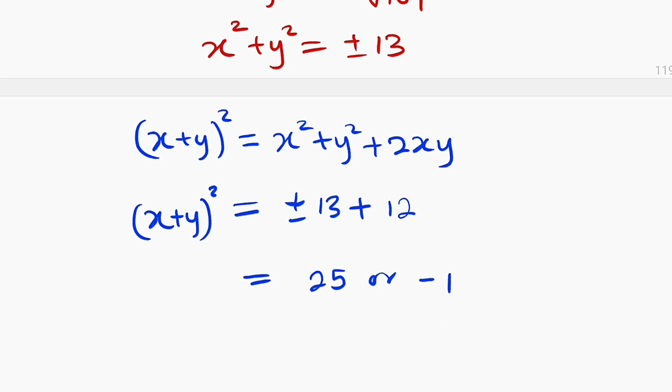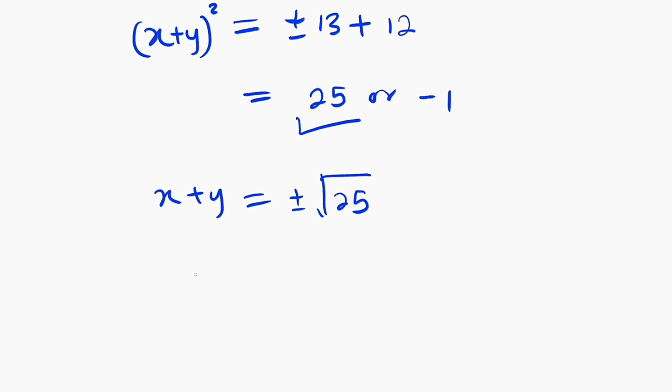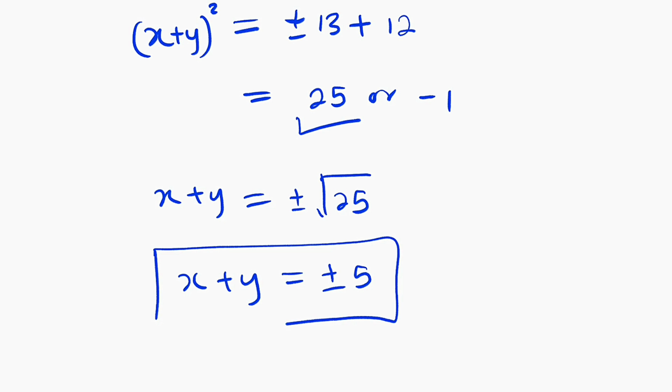All right? And we're going to take the square root of both sides. Therefore, since x and y are all reals, we are only going to consider 25, right? Therefore, x plus y is equal to plus or minus the square root of 25. And hence, x plus y is equal to plus or minus 5, because square root of 25 is 5. This implies that x plus y could either be positive 5 or negative 5. And this is the first method.